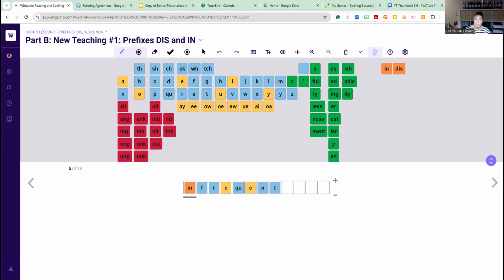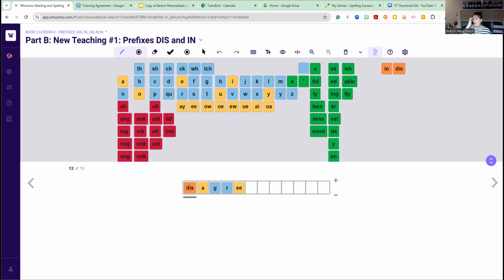So frequent to infrequent, decision to indecision, meaning not a decision, consistent to inconsistent, and then we can also add a suffix onto this. So we've got inconsistently. Obviously the suffix ly changes it a little bit. It tells us how something has happened. But the difference between consistent and consistently to inconsistently is vastly different. So adding that prefix changes the word a lot.